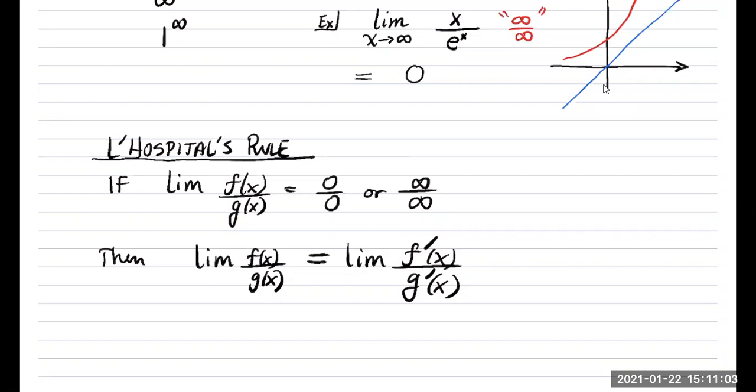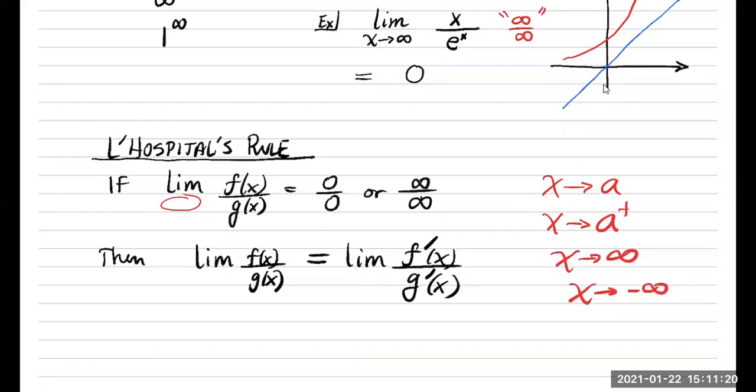Notice, gang, I did not put anything underneath the limit symbols. So you can have, for example, x approaches some number, or x approaches some number from the right or the left. It makes no difference what x approaches. What matters is that you get one of these indeterminate forms. That's what makes the difference.